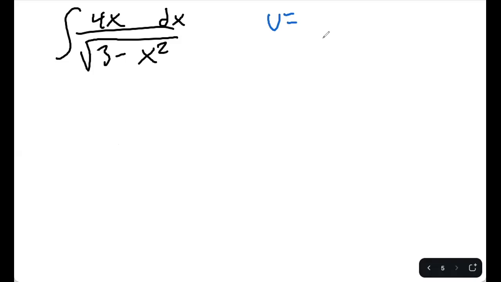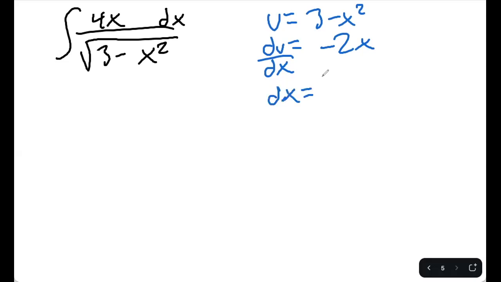What do you think u would be? There's no way you would know for sure, but do you have a guess? The 3 minus x squared, maybe? Yeah, let's try it. If you do the derivative of this, what is that? Negative 2x. So when you solve for dx, it's du over negative 2x.